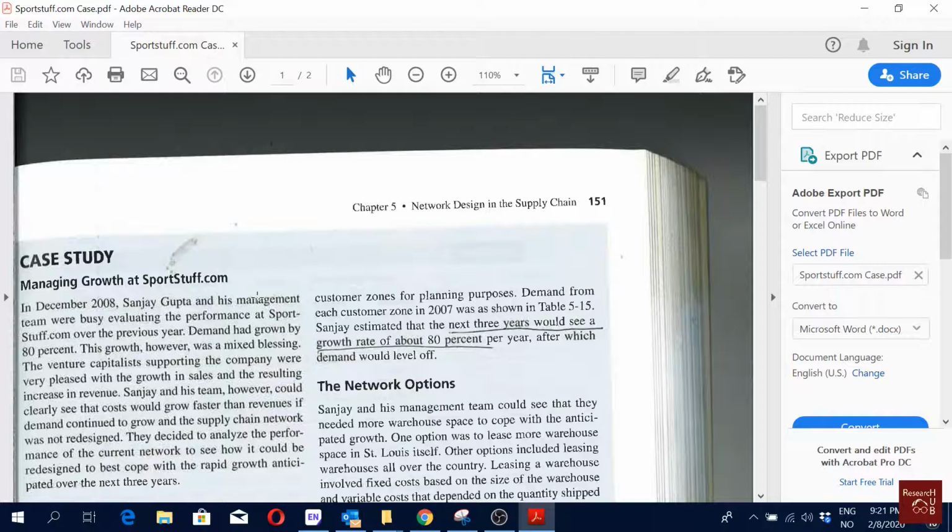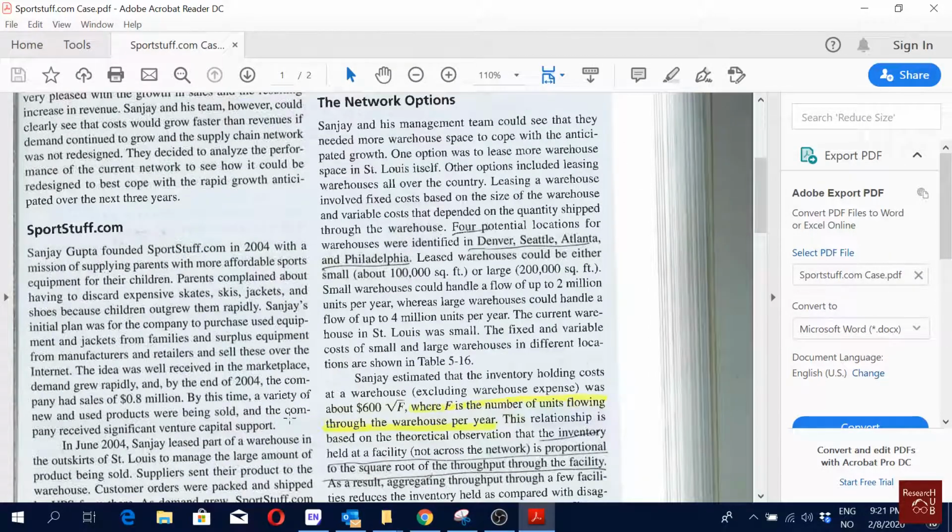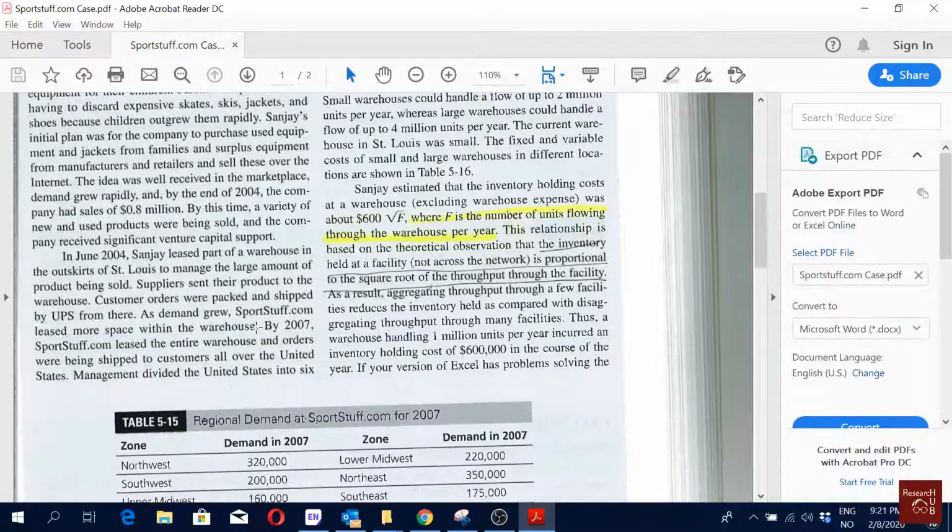So in this video, I'm going to show you how to solve this case called sportstuff.com. It's from chapter 5, called Network Design and Supply Chain, page 151 in the Chopra and Meindl book, Supply Chain Management, 6th edition, I believe. Okay, so I recommend you read the whole case.